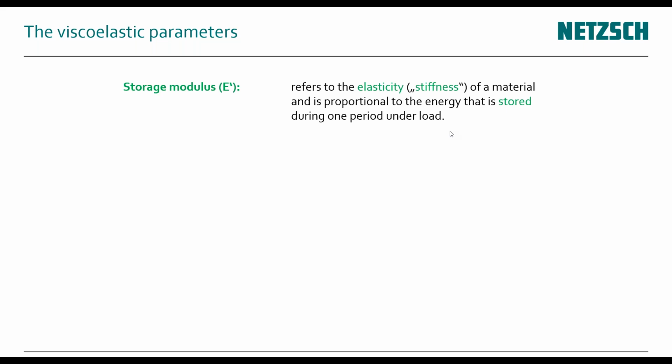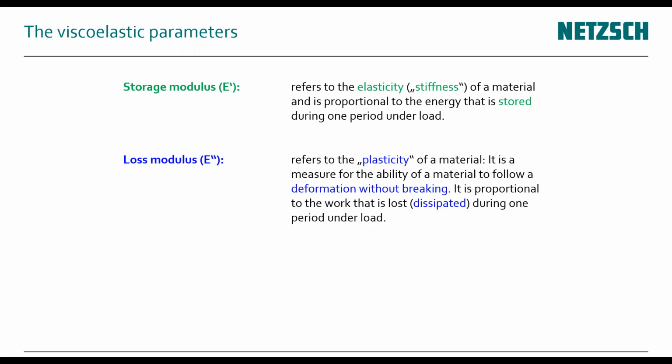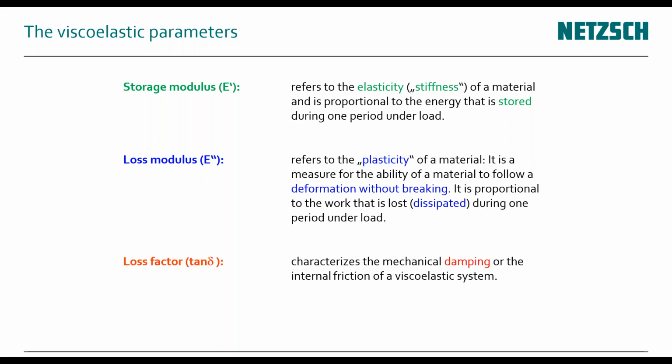To point that out more clearly, the storage modulus refers to the elasticity of my sample, so the structural integrity of my part, and is proportional to the energy that is stored during one period under load. The loss modulus refers to the plasticity of my material. It is a measure for the ability of a material to follow a deformation without breaking. So a low loss modulus material would be called brittle. It is proportional to the work that is lost or dissipated during one period under load.